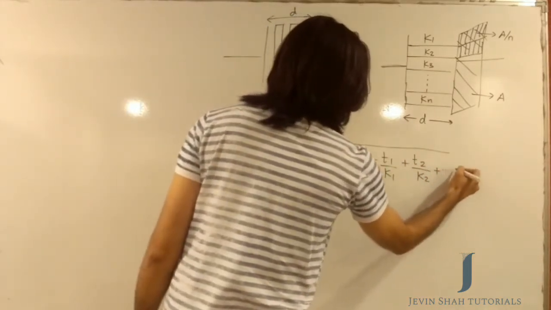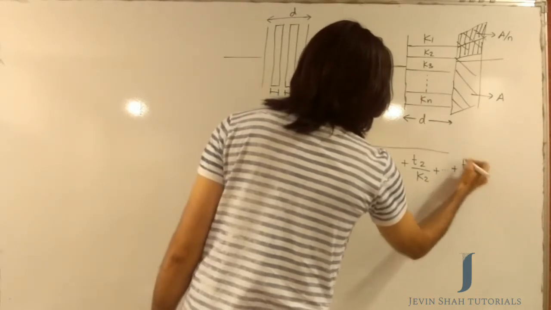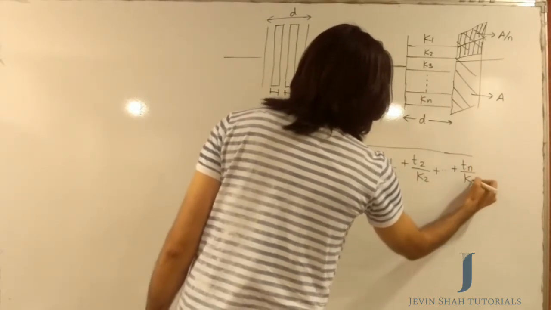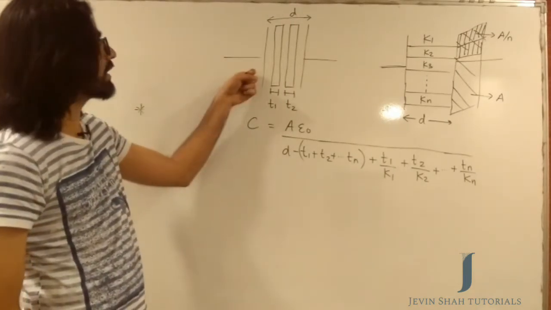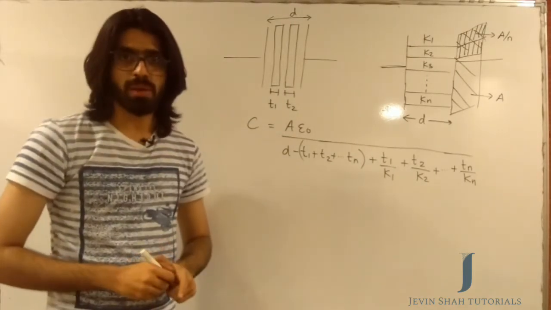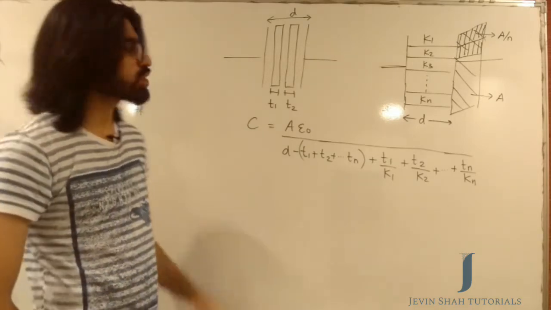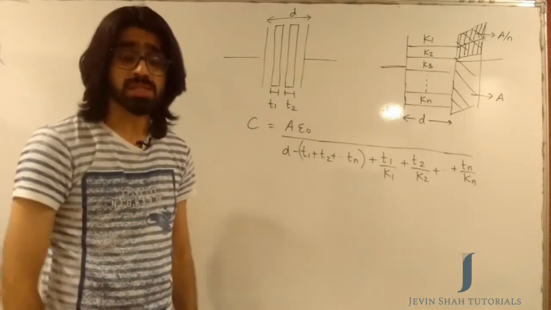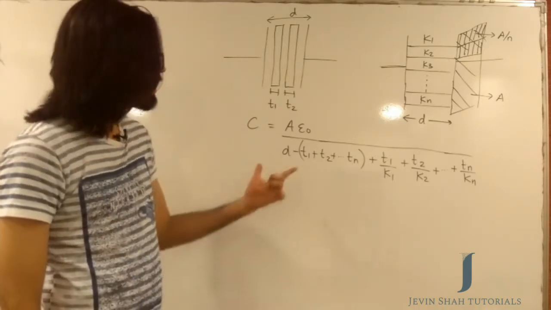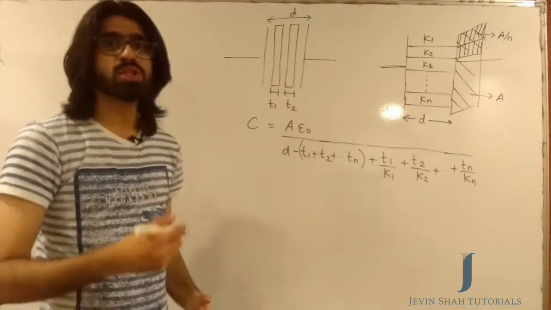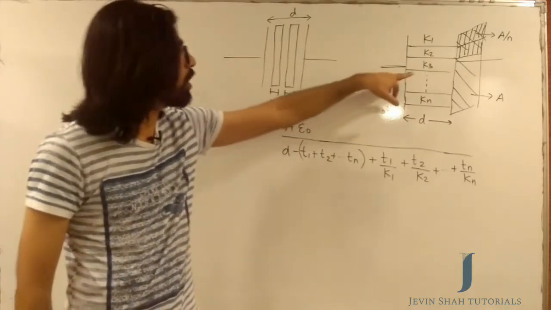And that will be done for all the n dielectrics that you have. So plus Tn upon Kn. And that is what the formula for capacitance is going to look like for this setup. It would be a little difficult to remember this formula, but you don't have a choice. You need to remember this one because there are questions coming in JEE Mains as well as Advanced based on this formula. Now, this is a case which we can simplify further.